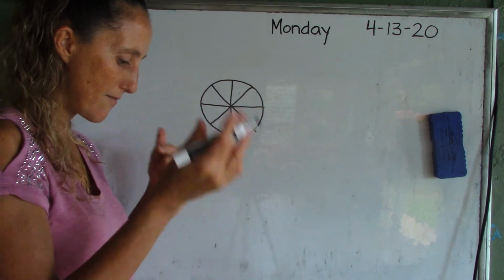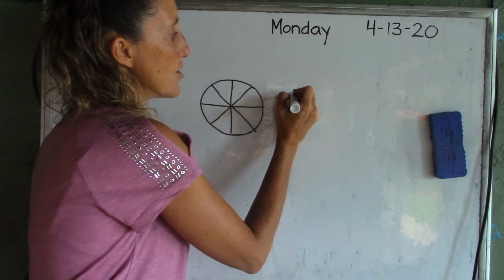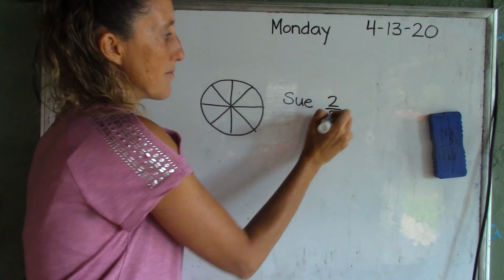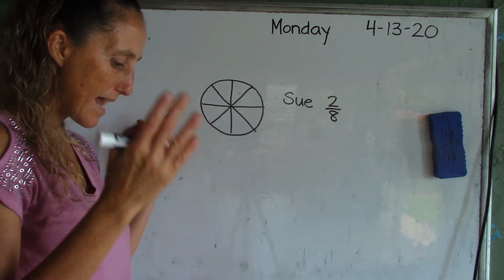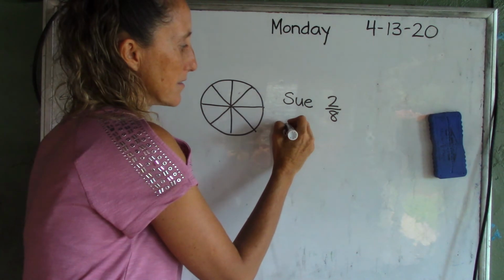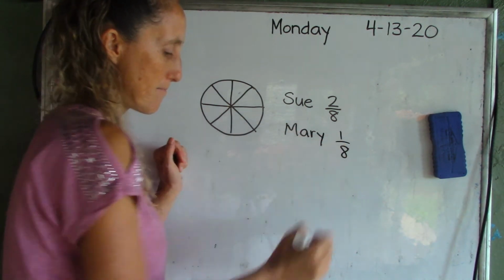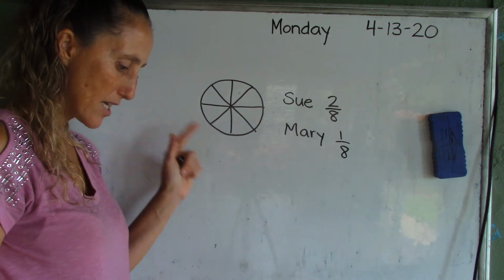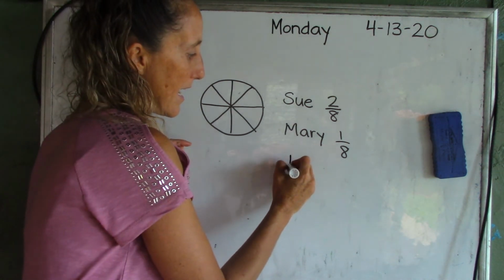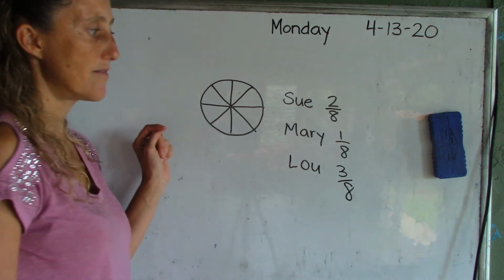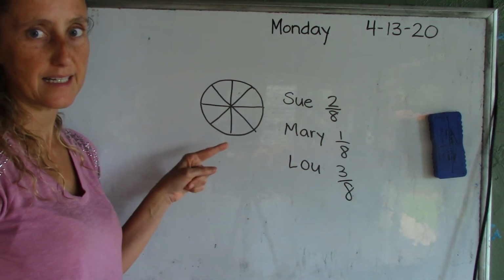Now let's say I invite my friends over. I invite my friend Sue, and she eats 2/8 of my pie. And I invite Mary over, and she only eats 1/8 of my pie. And I invite Lou over, and he eats 3/8 of my pie. Let's figure out how much of this pie has been eaten. We're going to do that.